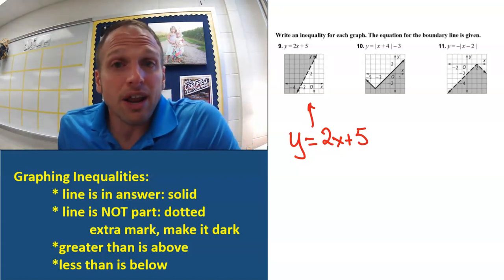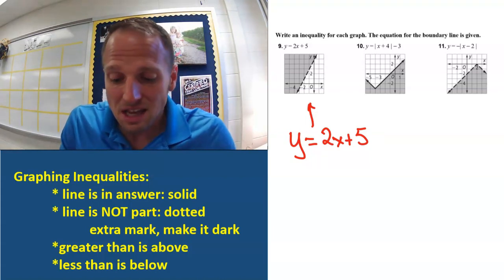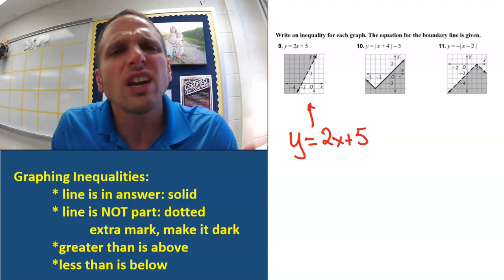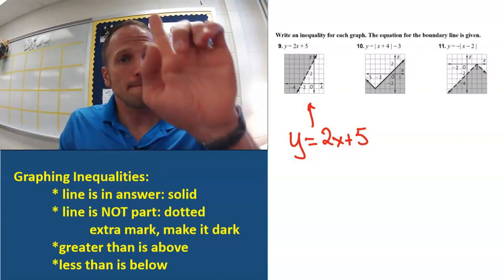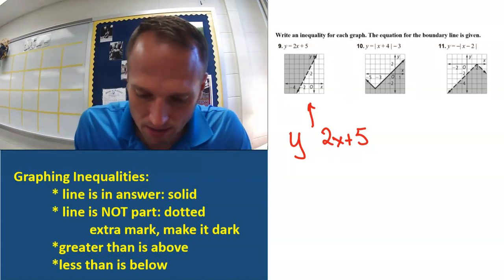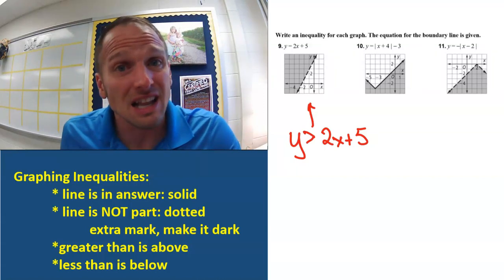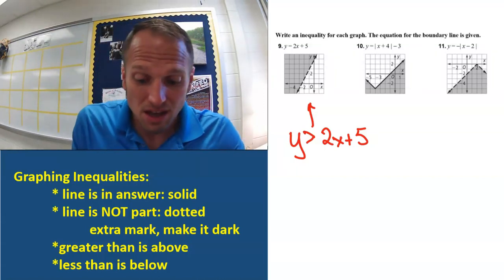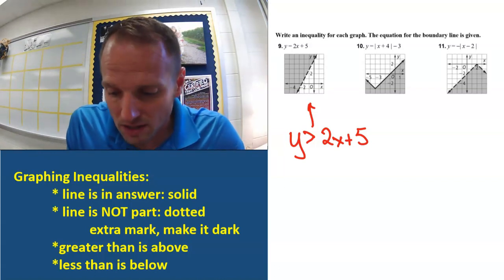First question I'm going to ask, that 2x plus 5, that's the line. First question I got to ask, are we shaded above or below this line? We're shaded above this line, so this is going to be a greater than, because greater than means above. And then it's a dotted line, so that means it's just a greater than, not greater than or equal to. Let's look at the next one.